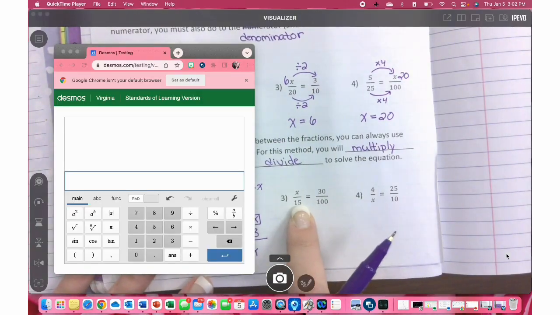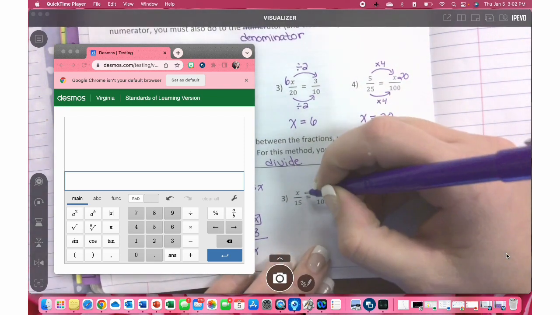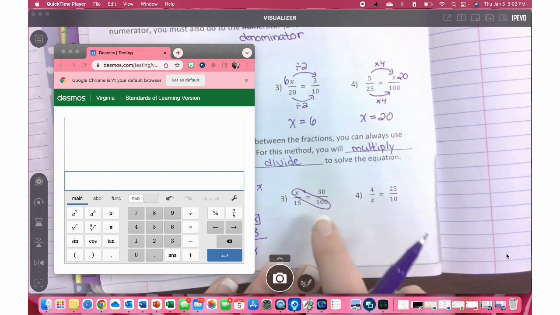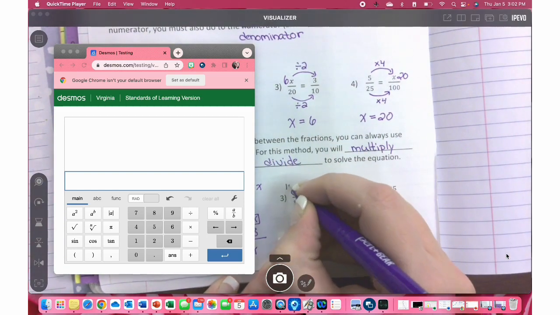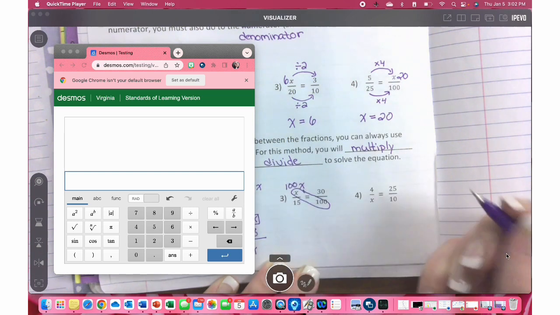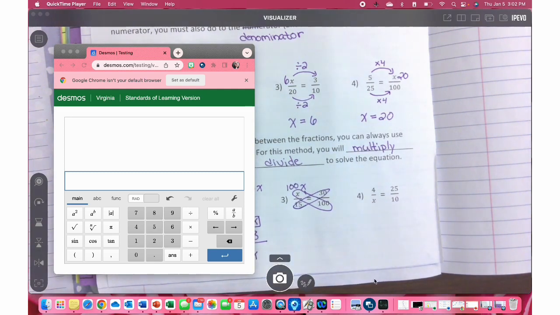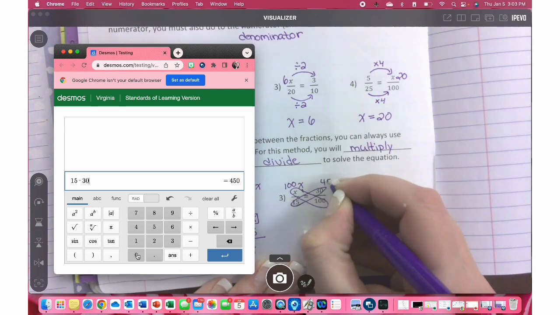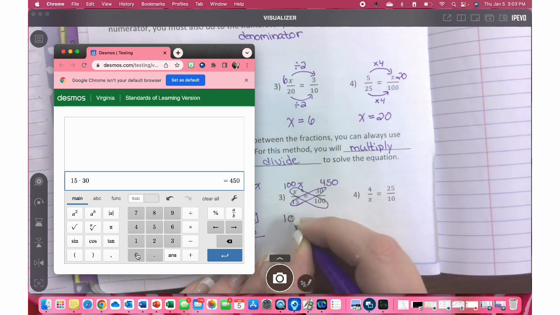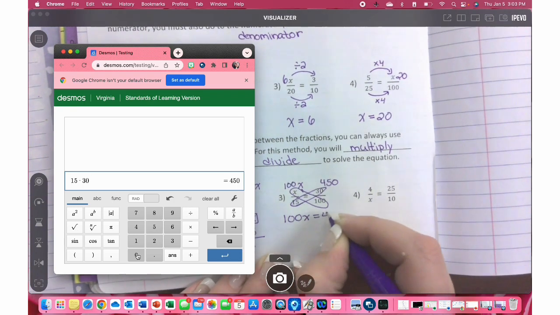All right, there is no easy way to turn the 15 into a 100, so I'm going to want to cross multiply. So 100 times x, I would write as 100x. And 15 times 30, when I work that out over to the side, would give me 450. So my cross products are equal, so I have 100x equals 450.